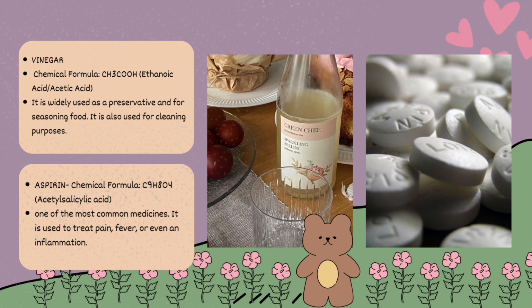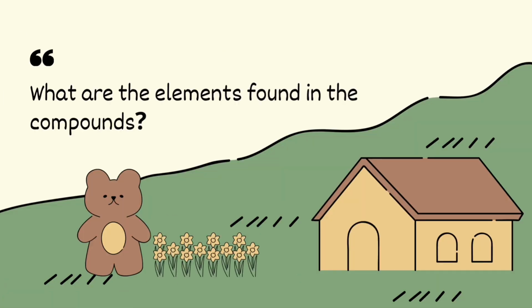Aspirin. The chemical formula for aspirin is C9H8O4. Aspirin is one of the most common medicines we have heard of since childhood. It is used to treat pain, fever, and even inflammation. What are the elements found in the compound?